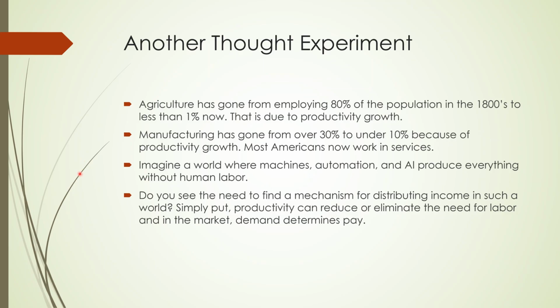Imagine a world where machines, automation, and AI produce everything without human labor. Do you see the need to find a mechanism for distributing income in such a world? Simply put, productivity can reduce or eliminate the need for labor, and in the market, demand determines pay.